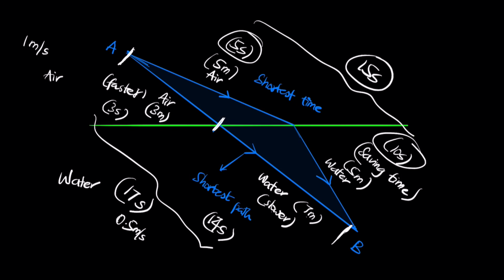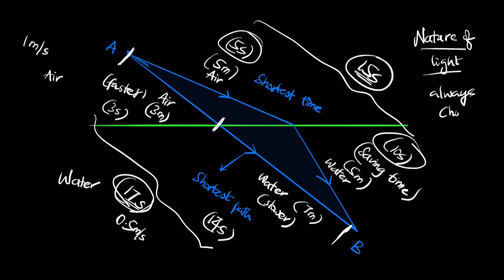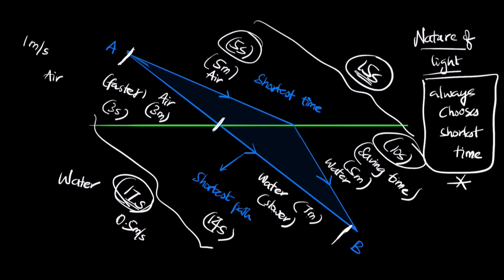Because it takes only 15 seconds and here it's taking 17 seconds, light would choose the path that gives the shortest time. This is the nature of light. This is not something that light does on its own. This is the nature of light. So light always chooses the shortest time.